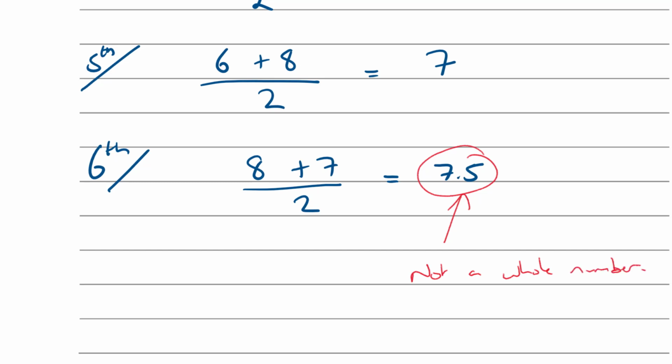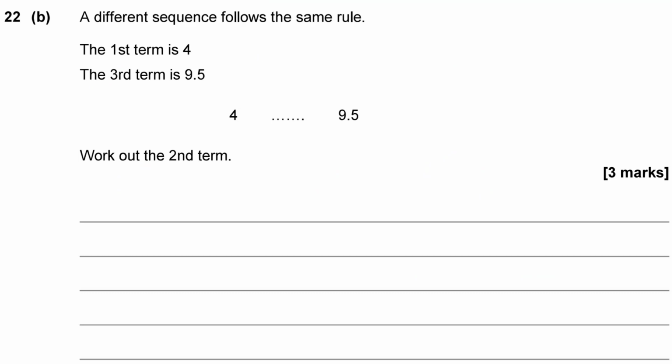Question 22b says a different sequence follows the same rule. So the first term is 4 and the third term is 9.5. Can we work out the second term? So we've got a term missing in this sequence. I'm going to call that term x because it's algebra. Then our third term is going to be our first two terms added together divided by 2, and that is equal to 9.5 because we were given it.